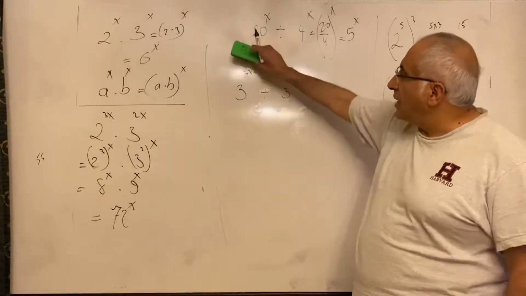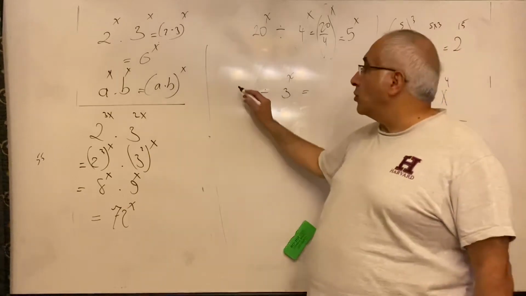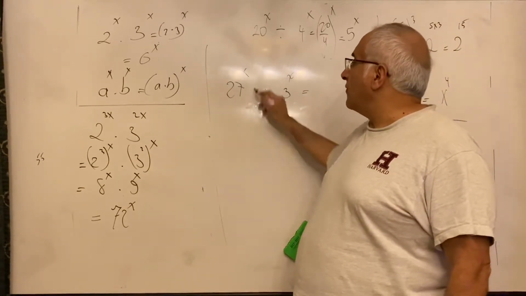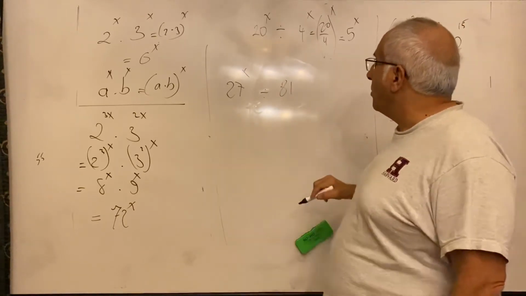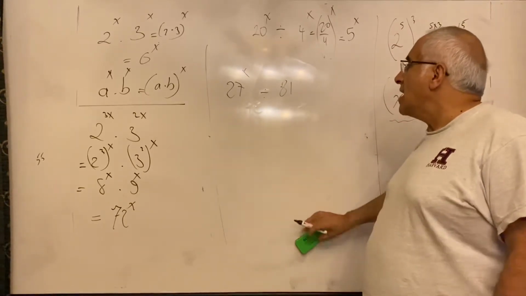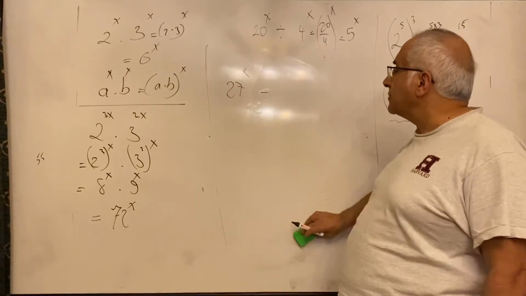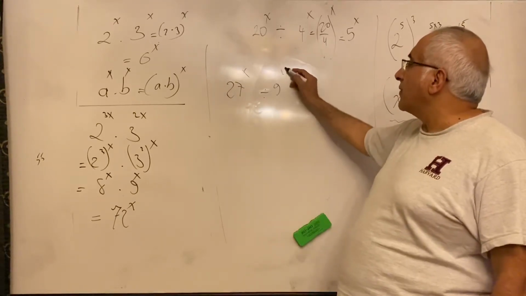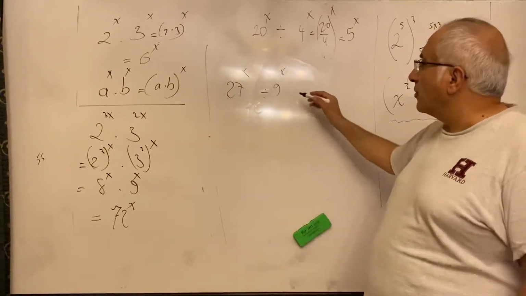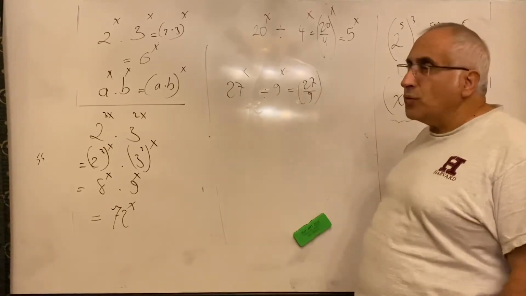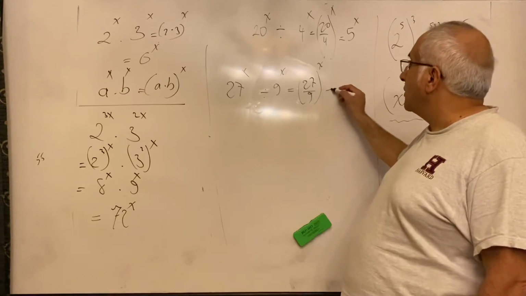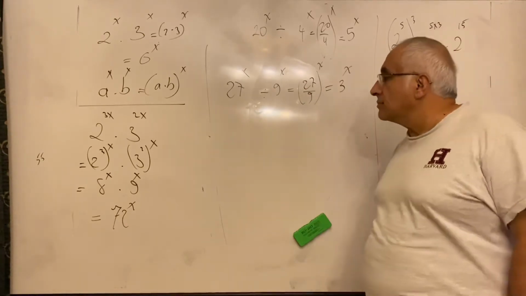Or no, I should make it a little bit unusual. 27 to the power of x, and when it's divided by 9 to the power of x. Well, that's straightforward. You know why? Because 27, when it's divided by 9, I can do that. Which is what? The answer is 3 to the power of x.